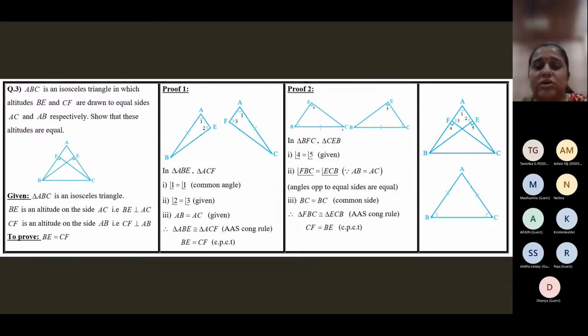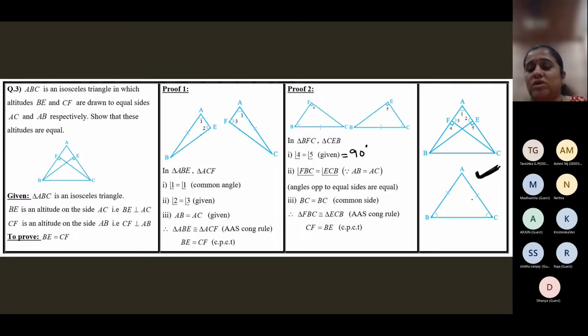Yes. So in the two triangles, ma'am, angle 4 is equal to angle 5. That is, angle F in triangle 1 is equal to angle E in triangle 2, because both are equal to 90 degrees. Yes, ma'am. Correct. That is given. Now explain this figure, Raja.